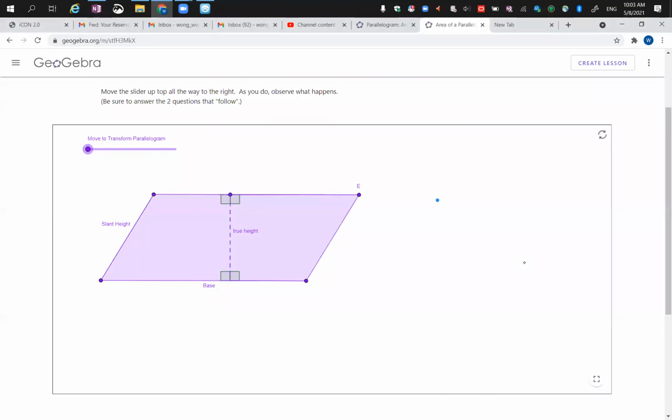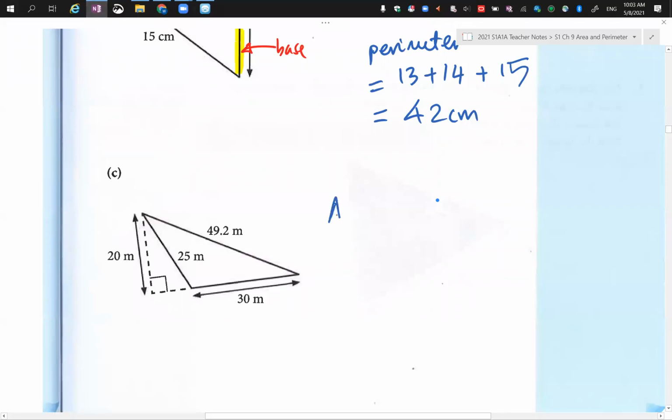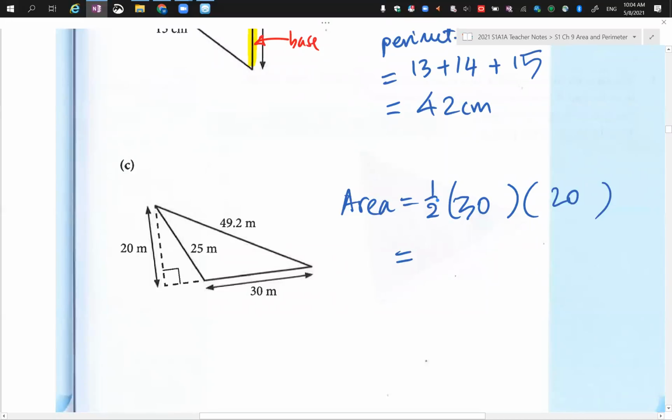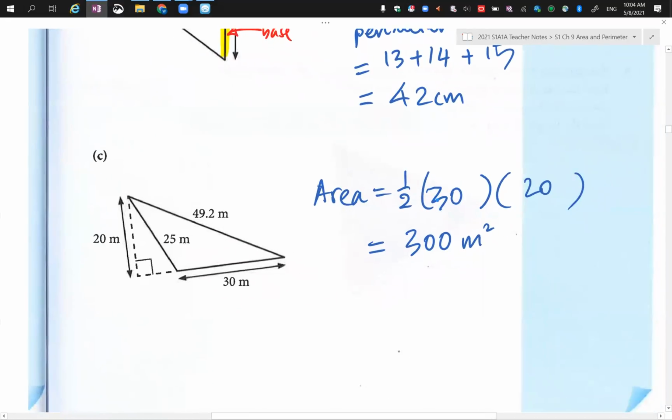Find the area. What is the area? Half times something times something. Okay, fill in the blanks. Which one is the base? Karin, what do you think? Which is the base? 30. And what is your perpendicular height? 20. Okay. So we get 300 square meters. That's the area.